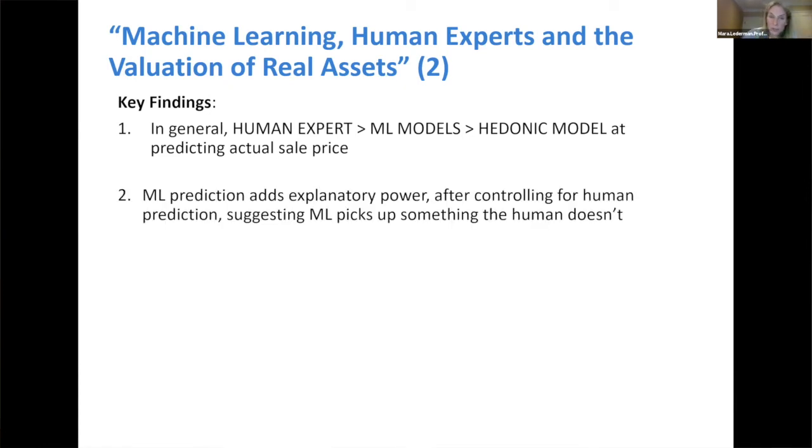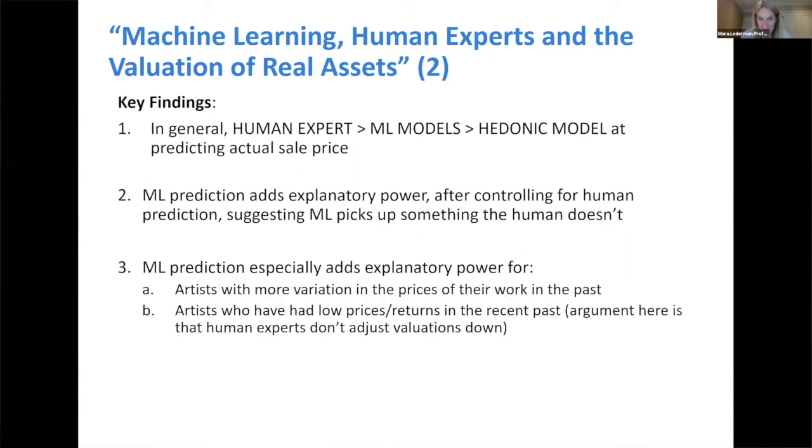They find the machine learning prediction adds explanatory power after controlling for the human prediction, suggesting the machine learning is picking up something the human doesn't. They look specifically where the machine learning prediction adds explanatory power in the regression of the actual price on the human prediction. And they say, you know, it's particularly useful for artists with more variability in their prices in the past and artists who had low prices in the recent past.